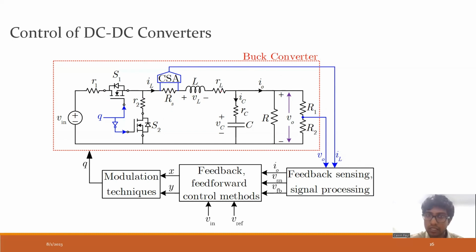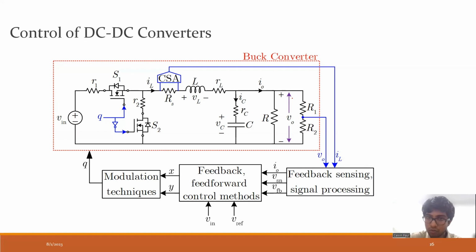So there's an inductor, and this is the DCR, the resistance of the inductor. The inductor also has certain parasitic resistance. Then there's a capacitor over here, but it has some equivalent series resistance, ESR. So these parasitics are also shown in this circuit. Then R stands for the load resistance, and R1 and R2 are the feedback resistive divider.